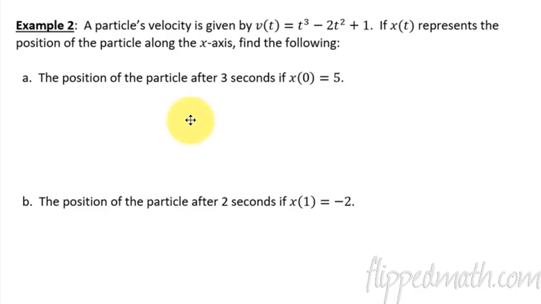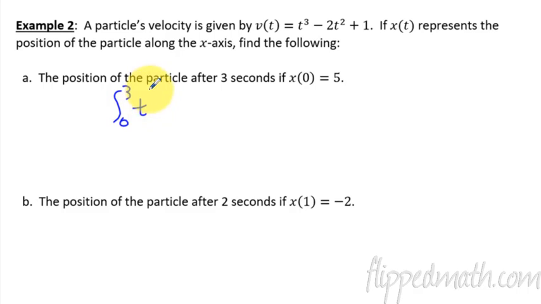Example 2, a particle's velocity is given by blah, blah, blah. If x of t represents the position of the particle along the x-axis, find the following. So we're going to find the position of the particle after 3 seconds. So if we want to know after 3 seconds, we need to know how far it has traveled in those 3 seconds. So set this up like this. We're going to go from 0 to 3 of v of t.